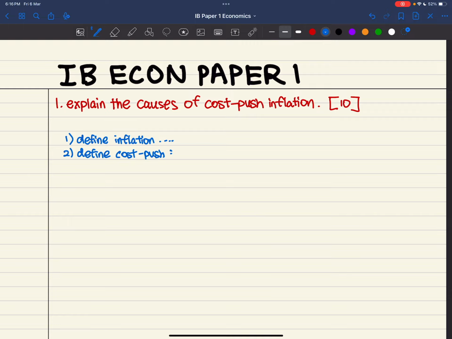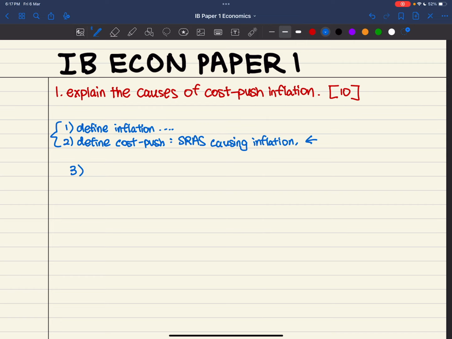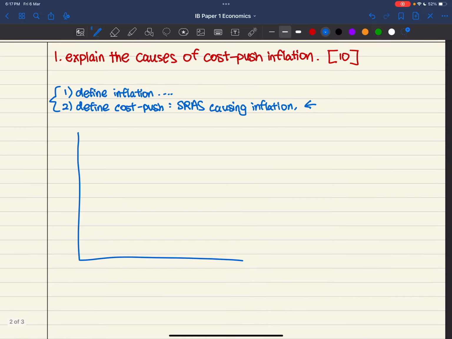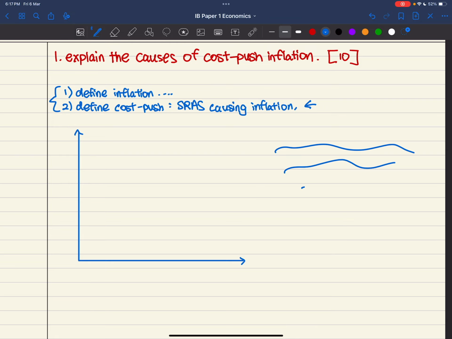Yeah, exactly. SRAS causing inflation. In particular, shifting left, right? So yes, we have defined the two things. But the second part is to draw the diagram and explain the causes. So I would draw the diagram on the left, and then I would write my essay here, and then go down here.